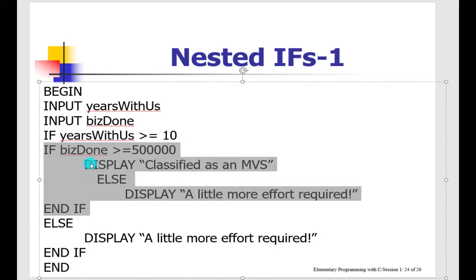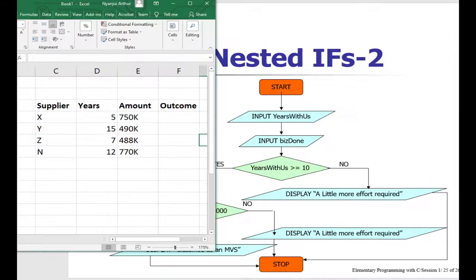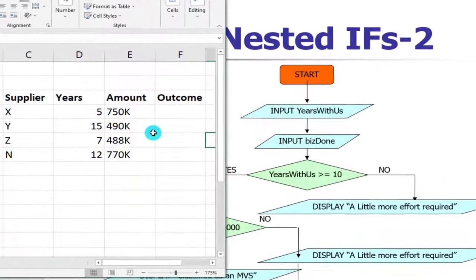We have a flowchart showing this in the subsequent slide. Let's look at it. This is the flowchart of the previous pseudocode, and I have some values, and we are going to look at this so that we can arrive at the respective decisions. Now we have suppliers X, Y, Z, and N, the years that each of them has been trading with us, and the amount of money that we have transacted business with them. And we want to use this program to get the possible outcomes.